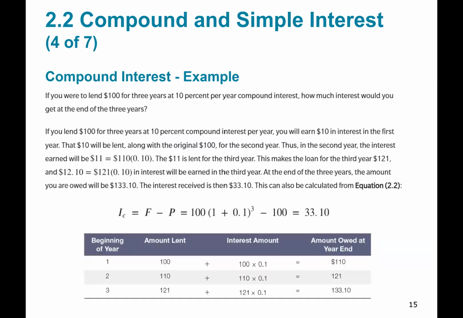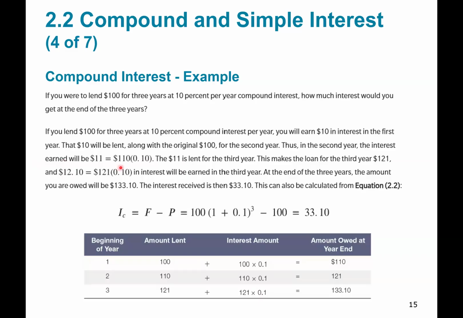Let us take a look at an example. If you were to lend $100 for 3 years at 10% per year compound interest, how much interest would you get at the end of the 3 years? Well, if you lend $100 for 3 years at 10% compound interest per year, you'll earn $10 in interest in the first year, and that $10 will be lent along with the original $100 for the second year. Thus, in the second year, the interest earned will be $11.